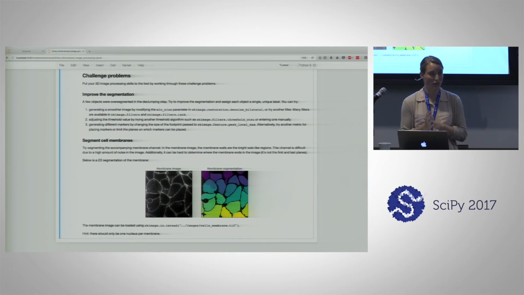I've got instructions for loading the image below here, which includes where it's saved. If you're wondering where you should place those seed markers for your watershed segmentation, I will tell you that there should only be one nucleus per membrane.